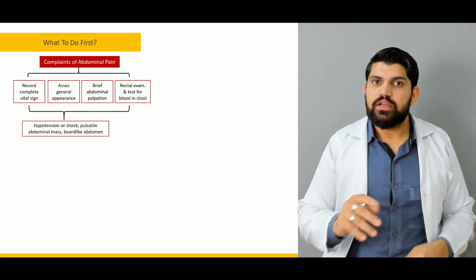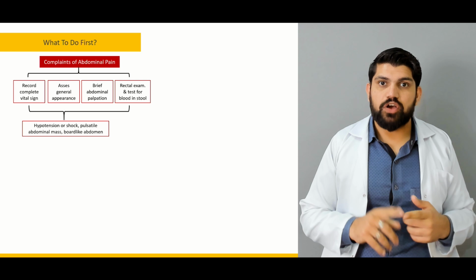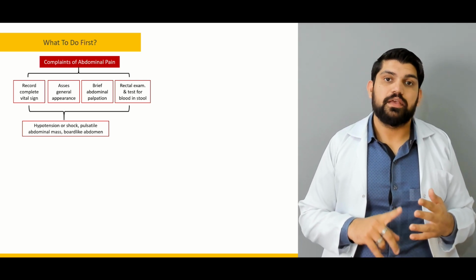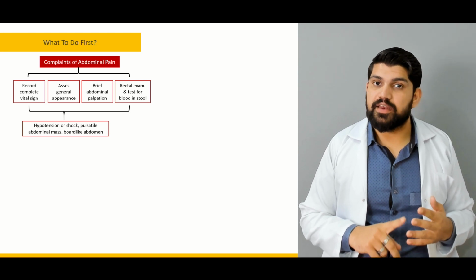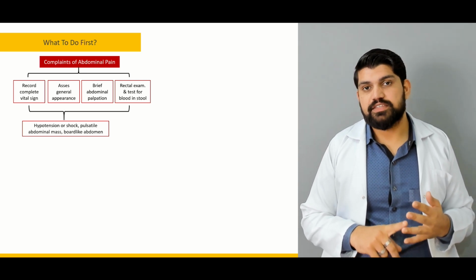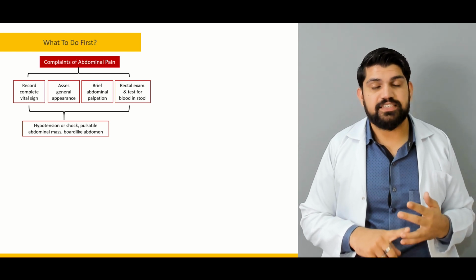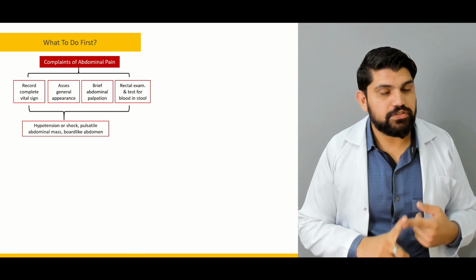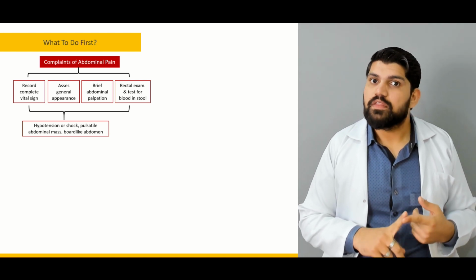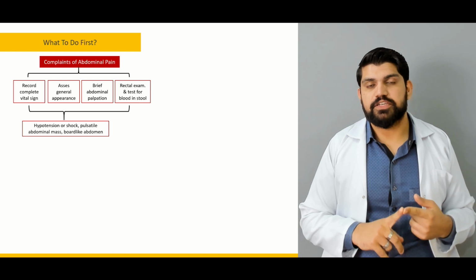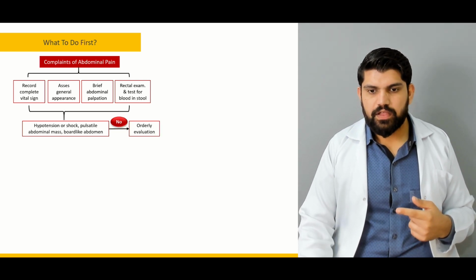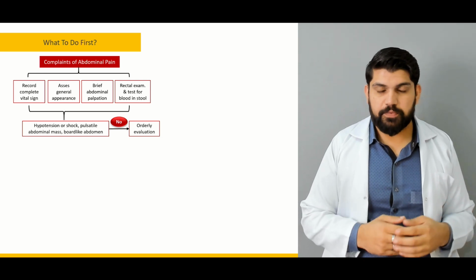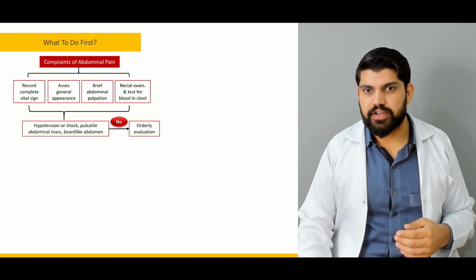What next to do? Hypotension, shock, pulsatile abdominal mass, board-like abdomen. A board-like abdomen you can get in acute pancreatitis, peritonitis, and that needs emergency treatment. So how to treat hypotension, shock? Fluid replacement. If there is no hypotension, shock, or symptoms that are present on this slide, no need to worry.